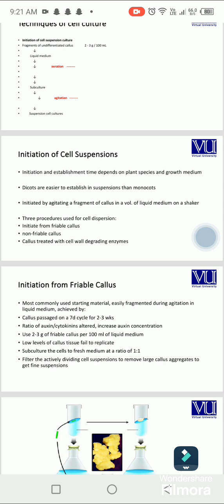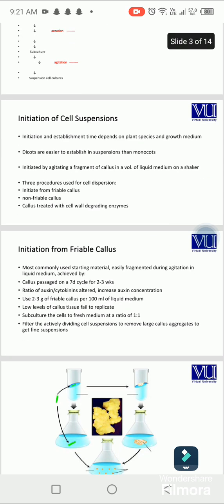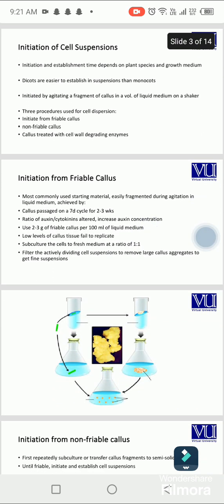Three procedures are used for cell dispersion. Initiate from friable callus, non-friable callus, or callus treated with cell wall degrading enzymes. Initiation from friable callus: the most commonly used starting material, easily fragmented during agitation in liquid medium, achieved by callus passaged on a 7-day cycle for 2 to 3 weeks.